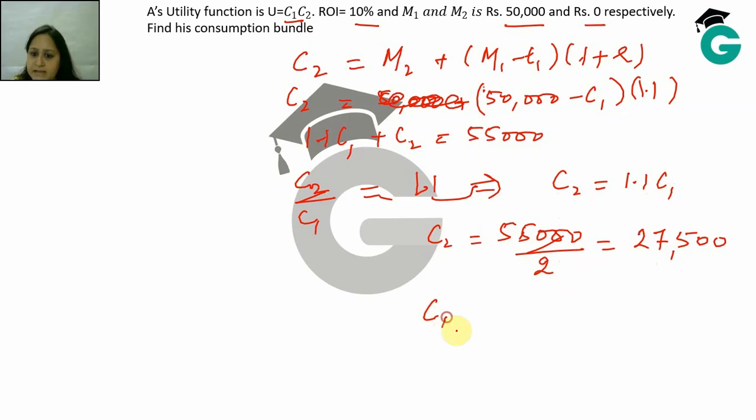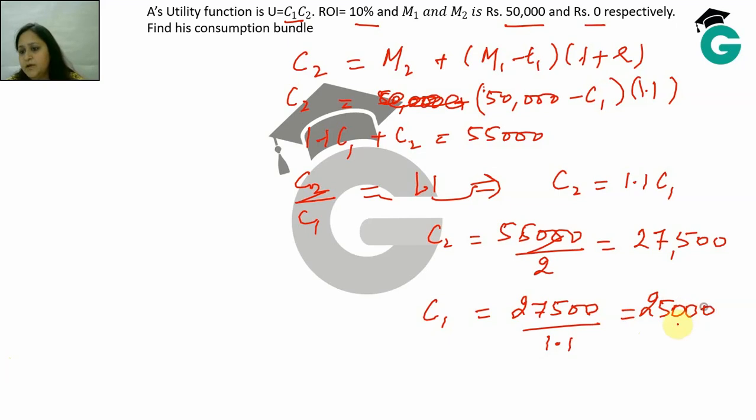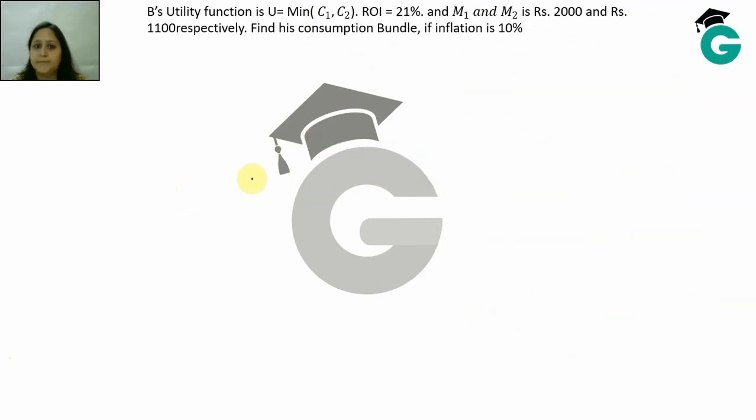So C2 is 55,000 upon 2, which is 27,500, and then C1 will be 27,500 upon 1.1. That comes out to be, I think it should be 25,000. Let me just calculate. This is 25,000. Right? So my bundle is 25,000, 27,500. Next question. U is given to us as minimum of C1, C2.